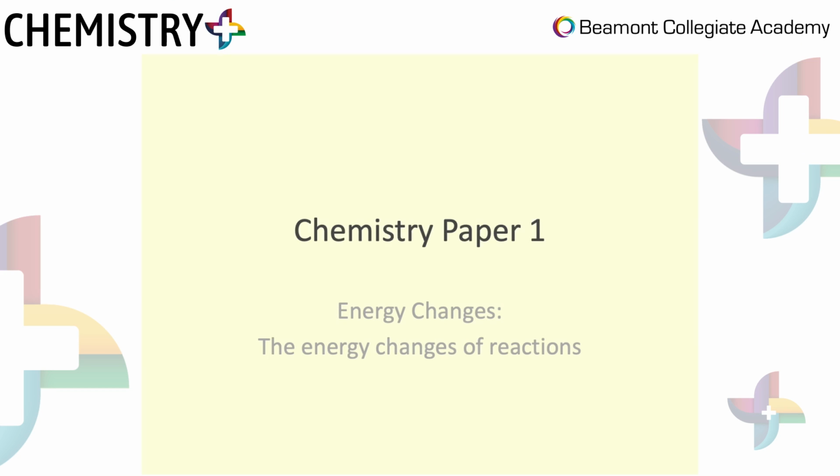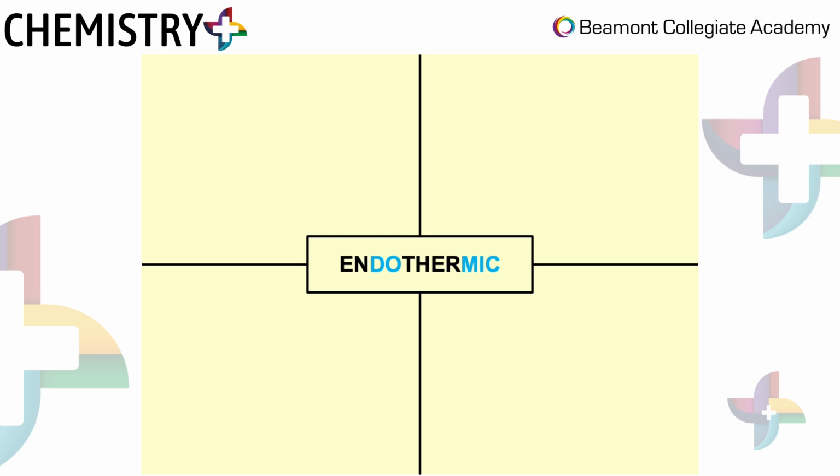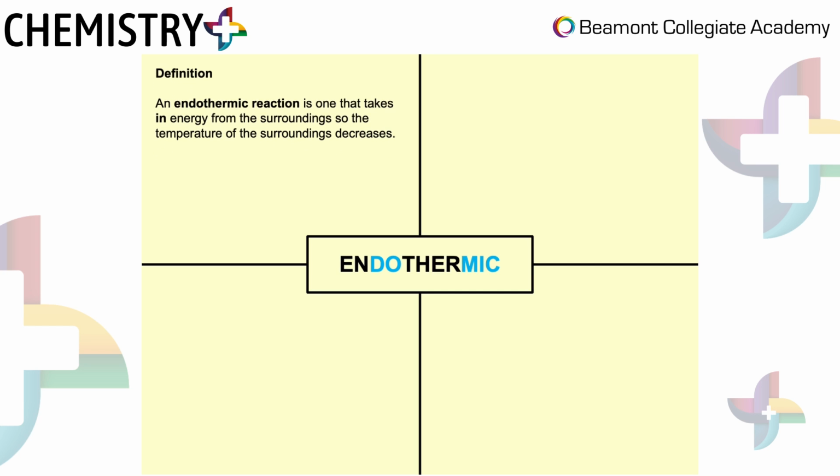Chemistry paper 1, energy changes, the energy changes of reactions. For this topic you need some key vocabulary. Endothermic being one word. An endothermic reaction is one that takes in energy from the surroundings. So the temperature of the surroundings decreases.